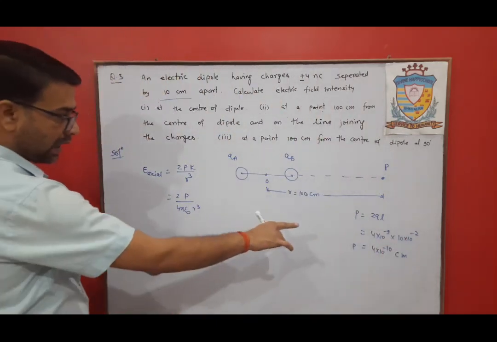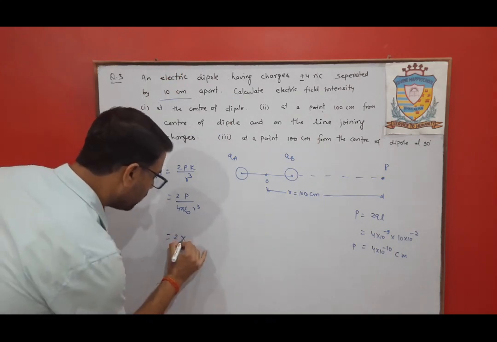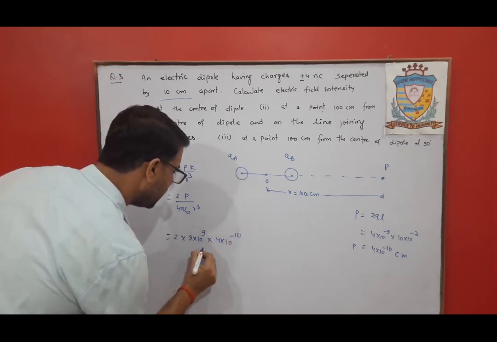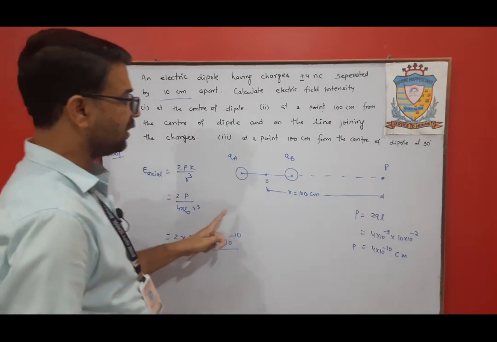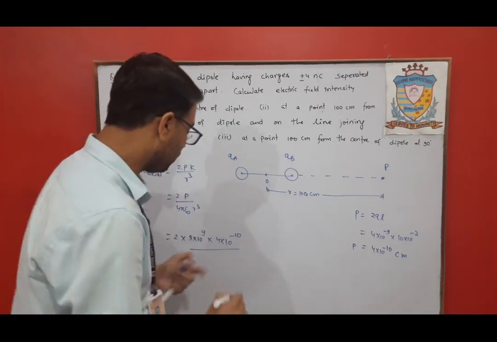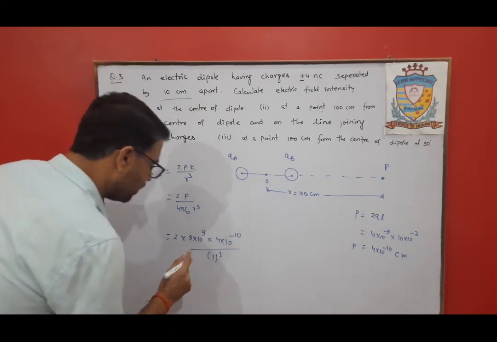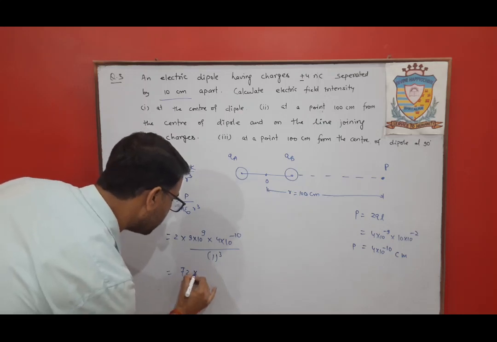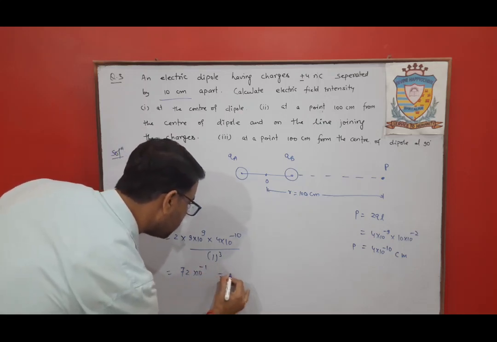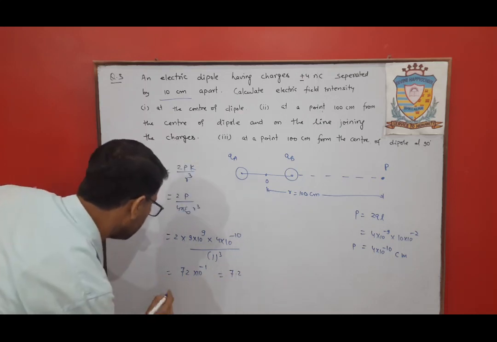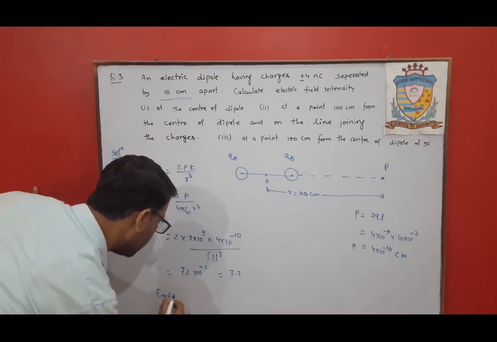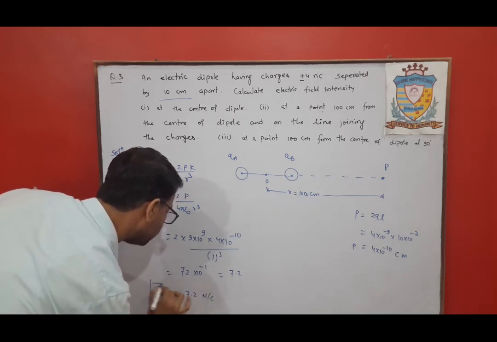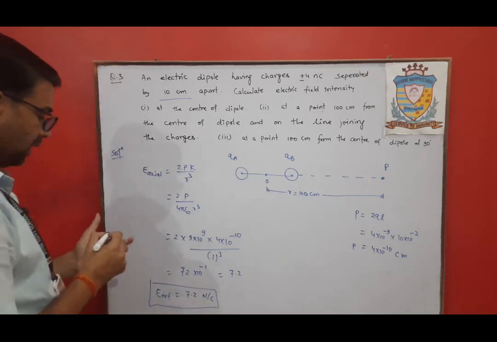Okay, now we can put in the value of P directly, which equals 2 into 1 upon 4 pi epsilon naught, 9 into 10 to the power 9 into 4 into 10 to the power minus 10 upon R cube. What is the value of R? That is 100 centimeter, or you can say 1 meter. That means 1 cube, so this can be neglected. Here again 2 into 9 into 4 is 72 into 10 to the power minus 1, or this can be written as 7.2. So E net is equal to 7.2 Newton per Coulomb.